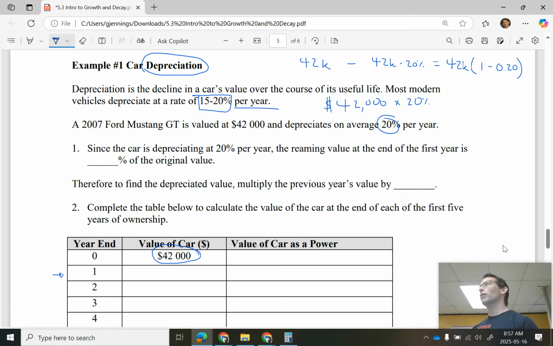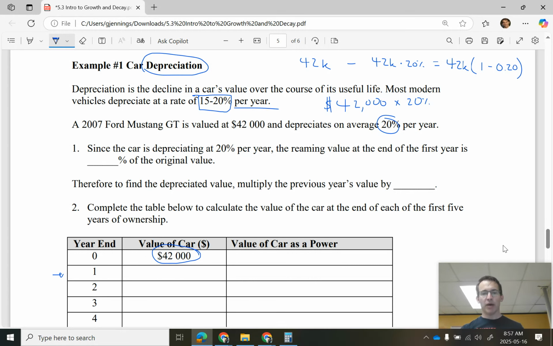How much of the car's value remains after 1 year if it's losing 20%? It had 100% of its value. It lost 20% of its value. How much is still there? 80%.